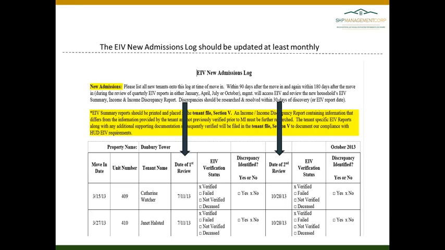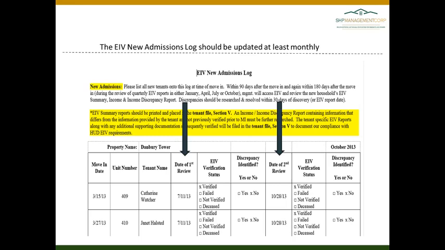At that point, you're going to indicate the verification status. Are all members verified? Did they fail because something did not match? Are they listed as not verified or deceased? Was there a discrepancy identified? And then what was the date of the second review?